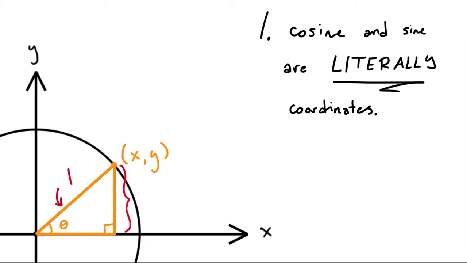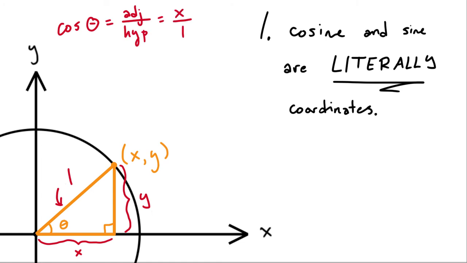This length right here is equal to the vertical distance from our original point down to the x-axis. So by definition, that must be a length of y, whatever the y coordinate is of that point. Similarly, this length here is the horizontal distance from our point to the y-axis. So it must have a length of x, the x coordinate of the point. To calculate cosine of theta then, we know that cosine is adjacent over hypotenuse. So in this case, the adjacent side is x, and the hypotenuse is 1. So simplifying that fraction just gives us x.